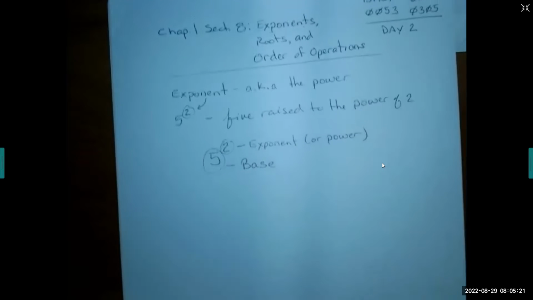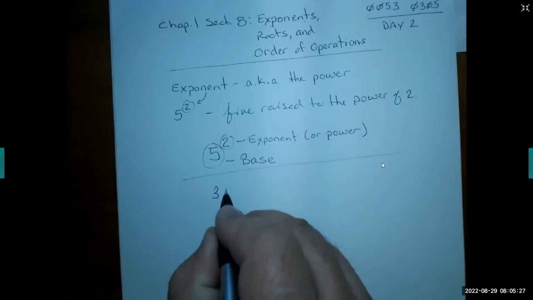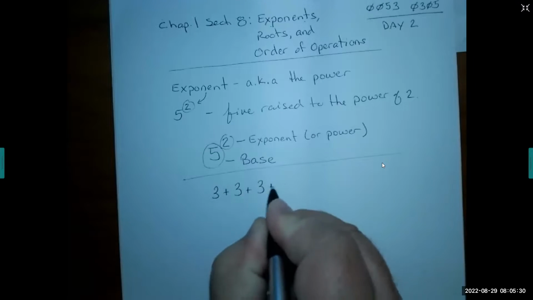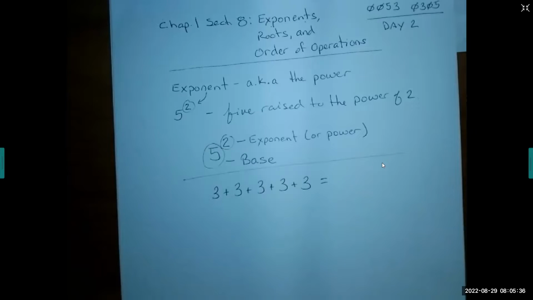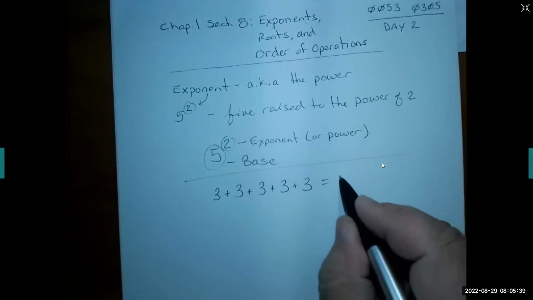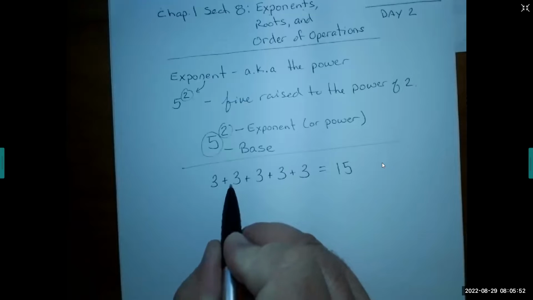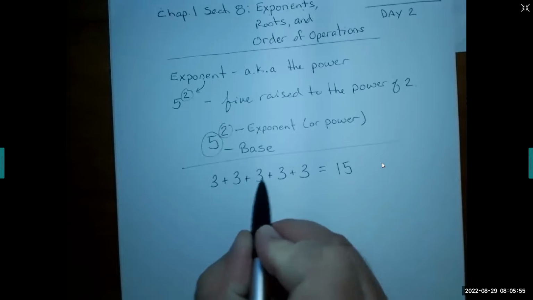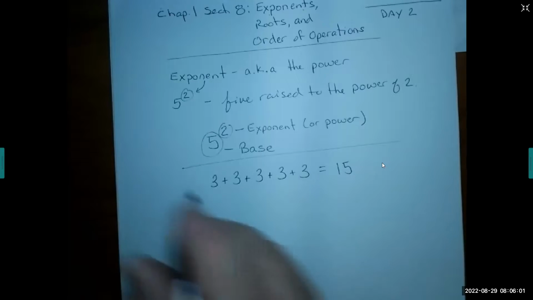Now, what would that be equal to? Yeah, 15. How do we get 15 so fast? Okay, we could. 3 plus 3 is 6. Plus 3 is 15. That's one way you could do it. This is using addition.